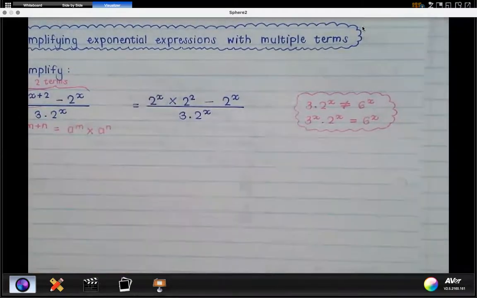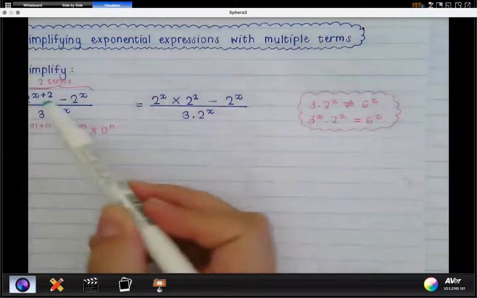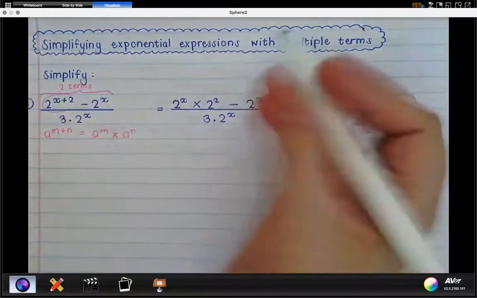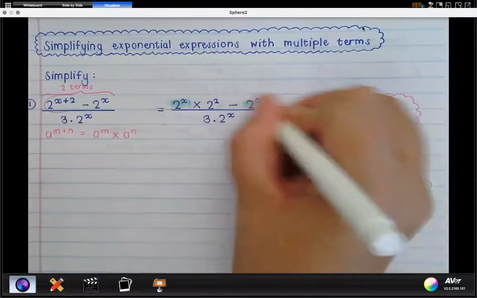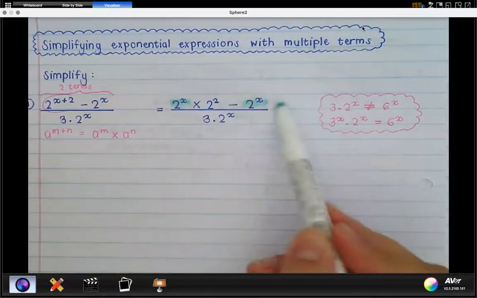Now, guys, the reason why I did this, why I split this power up, this exponent up, is because do we notice that we still have 2 terms, right? That's still 1 term, and that's still another term.